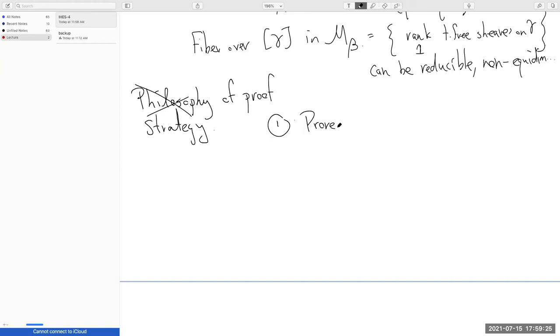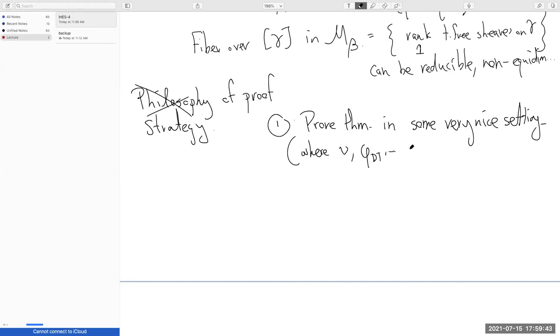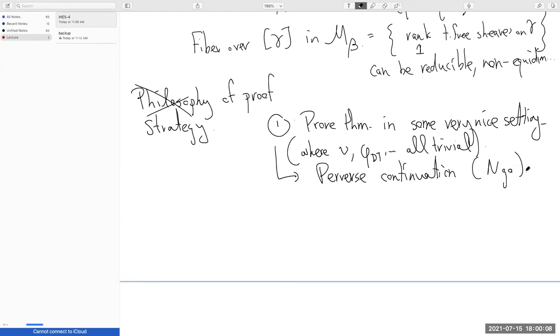The strategy is that you first prove the theorem in some very nice, ideal setting, which in our case is going to be a situation where all this virtual structure, this Behrend function, this sheaf, et cetera, are all trivial. I'll tell you what that very nice setting is in a second, but the way we'll prove it in this setting is to use properties of perverse sheaves. So this is going to use what's called perverse continuation, a piece of lingo introduced by Lingo. And then we're going to bootstrap from the very nice setting to the general case.